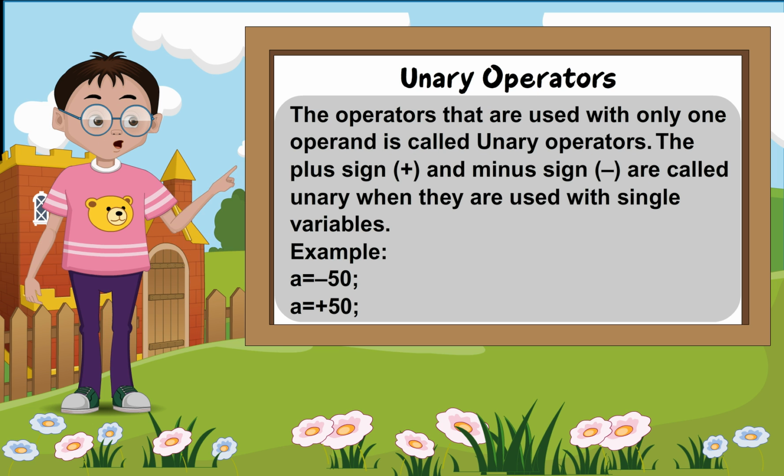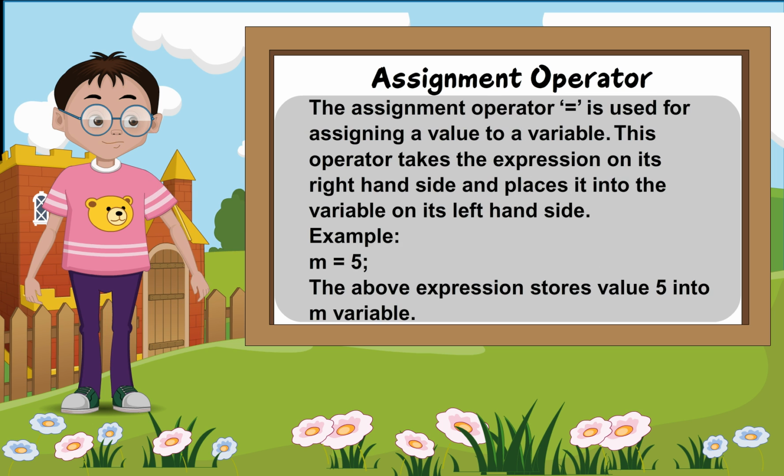Unary operators. The operators that are used with only one operand are called unary operators. The plus sign and the minus sign are called unary when they are used with single variables. Example: a equals minus 50, a equals plus 50.